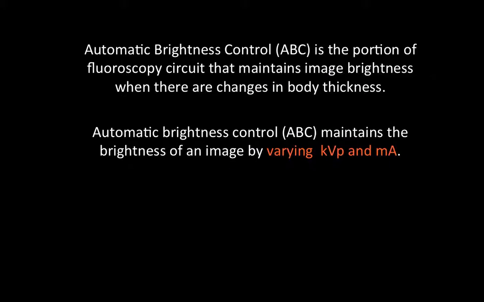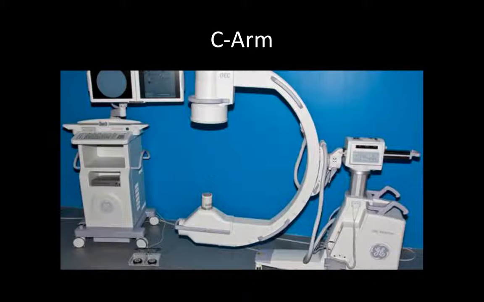The automatic brightness control is a portion of the fluoroscopy circuit that maintains image brightness when there are changes in body thickness. The ABC maintains the brightness of an image by varying the kVp and mA.